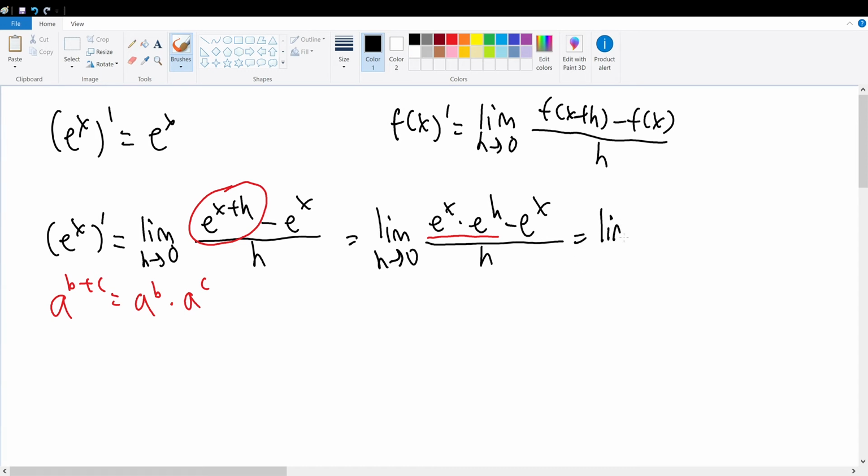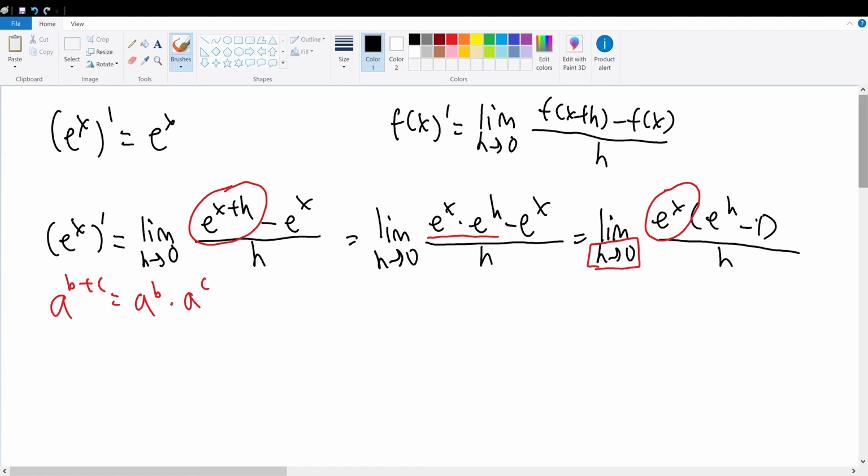From this, we can factor out e to the x in the numerator to get the limit as h goes to 0 of e to the x times parentheses e to the h minus 1 divided by h, which is equal to our derivative of e to the x. From this limit, we can take out e to the x because relative to this limit, e to the x is actually a constant. The reason it's a constant is because this limit has to do with our change in x, the variable h. So when h approaches 0, x is not approaching 0. x is not affected when h is going to 0.